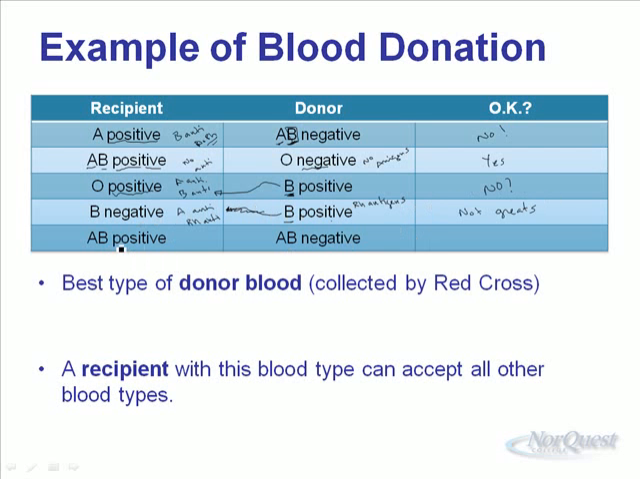If AB positive, so again, we have an AB positive up here. No antibodies in the plasma. The donor blood has A antigens, B antigens, no Rh antigens, but A antigens don't matter, there's no antibodies to recognize them. B antigens, no antibodies to recognize them, so this is going to be okay.